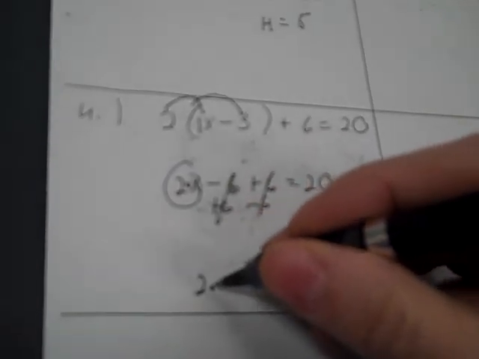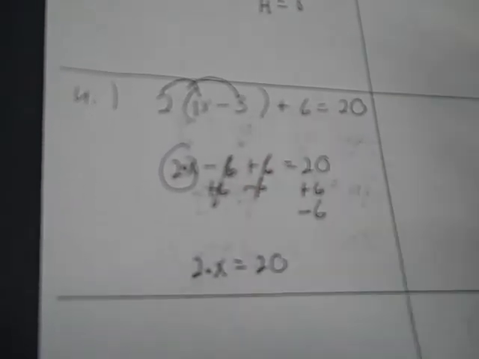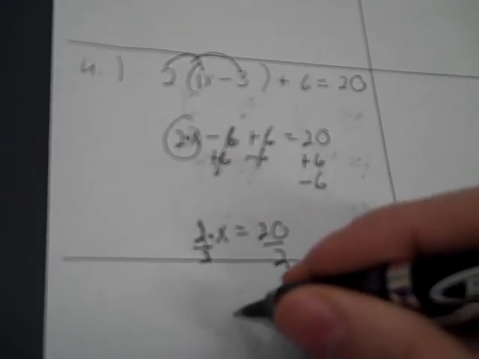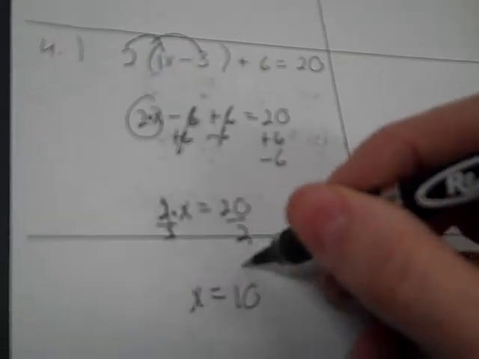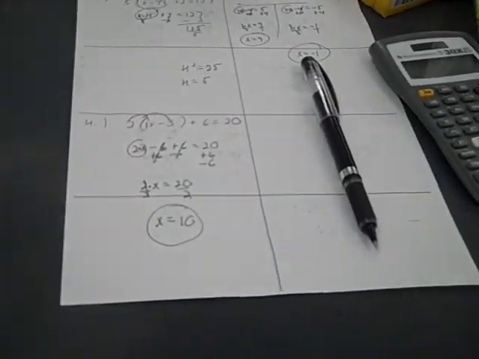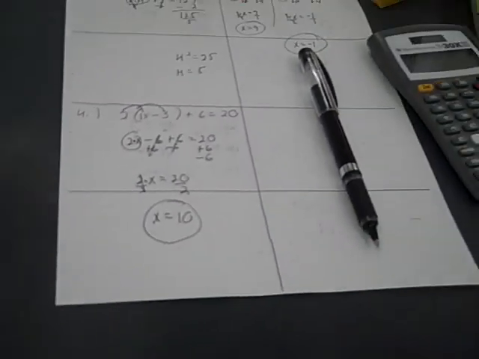Now, all that really does, because I'm adding 6 and subtracting 6, is takes me back to 20. So 2 times x equals 20. Divide by 2. And that takes me to my answer, 10. I don't need any work done here, okay? 10's the answer. You don't need to use the chart. You don't need to use a calculator. You have no second power. So there you go.